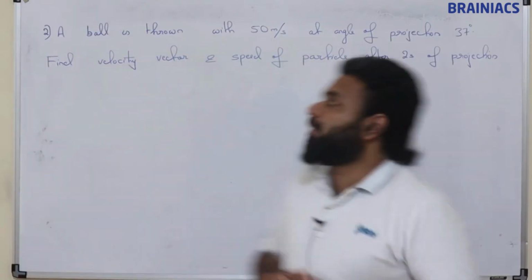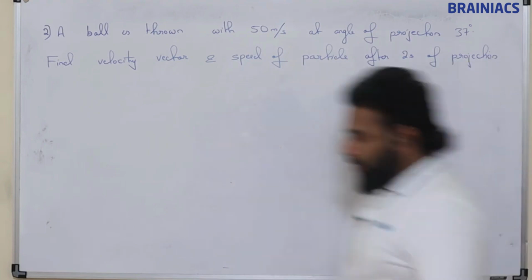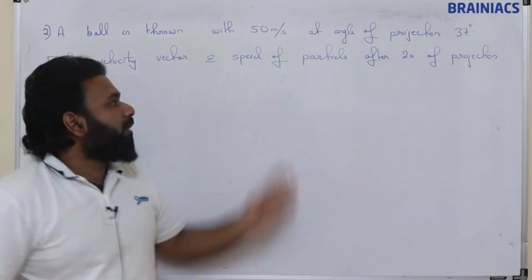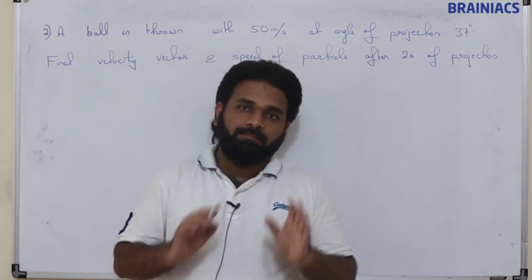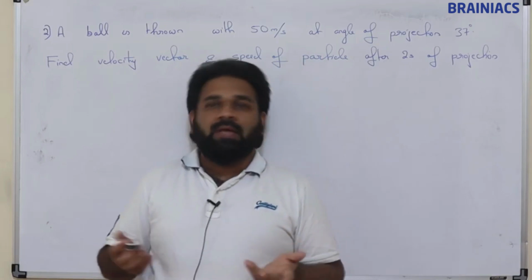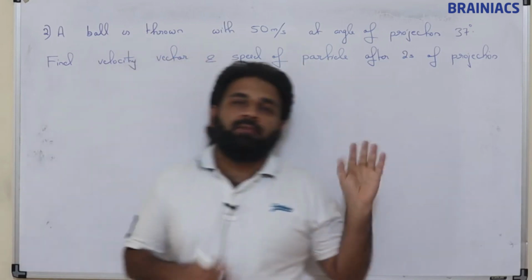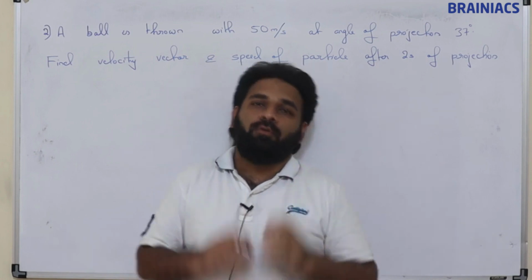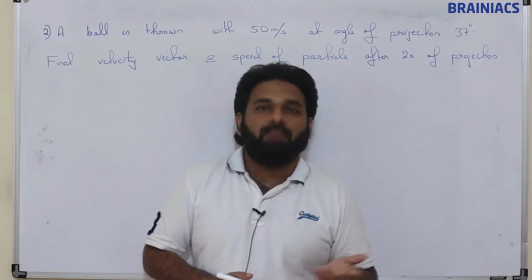So the next question: a ball is thrown with 50 meter per second at an angle of projection 37 degree. Find the velocity vector and speed of the particle after 2 seconds of projection. So they are asking for the velocity vector. We need to find it in the form of a velocity vector, that is i, j, k, putting the directions, everything. Then they are asking what is the speed of the particle after 2 seconds.